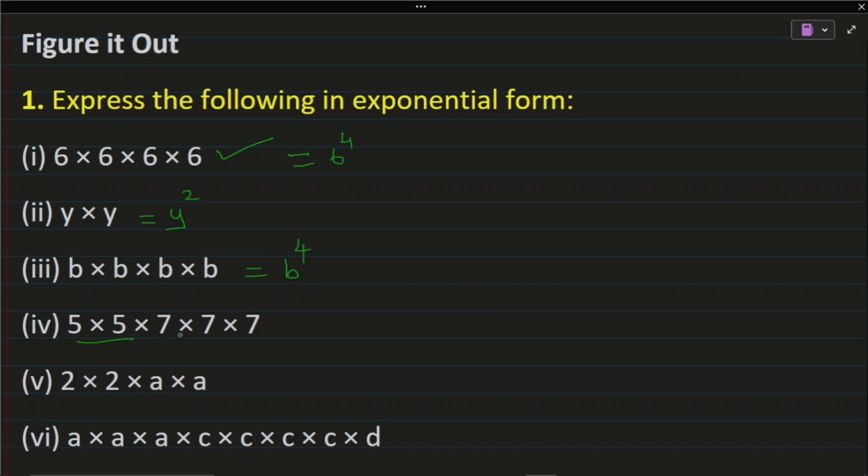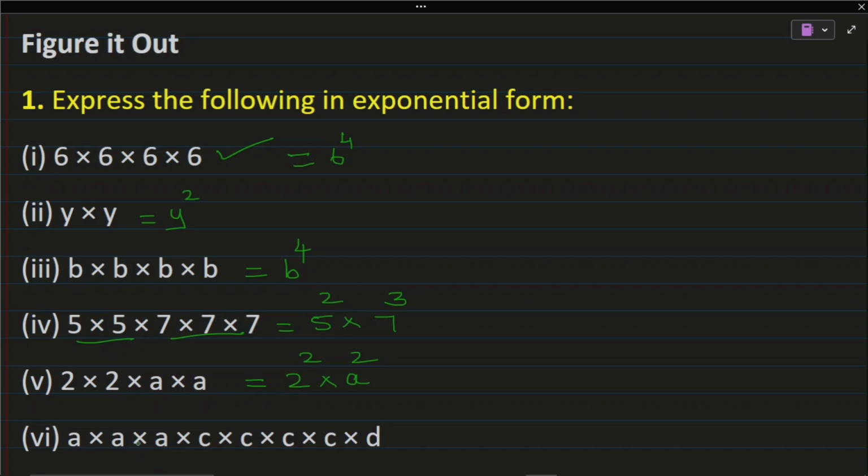And here 5 into 5: the first number is repeating 2 times, then the multiplication sign, then the second number, that is 7, is repeating 3 times, so this will be the exponential form. Then the next one, 2 is repeating 2 times, so 2 square, then the multiplication sign, then a is repeating 2 times, so a square. Whatever number is written here will be the base.